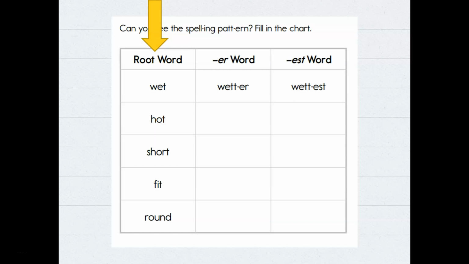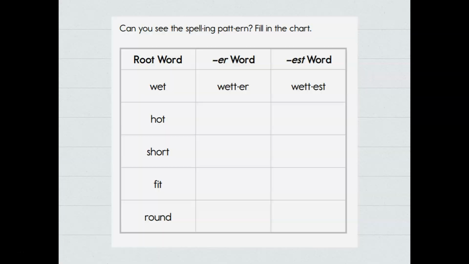Let's look at the first row of words that they did. The root word was wet. When we add ER to wet, the new word is wetter. When we add EST to wet, the new word is wettest. Remember that when a suffix is added to a single syllable word with a short vowel sound followed by a single consonant, we double the final consonant.